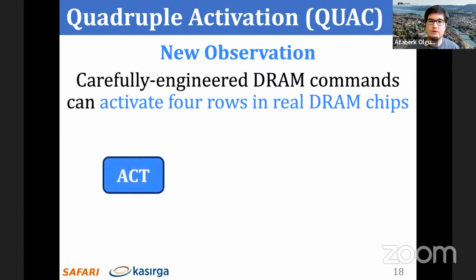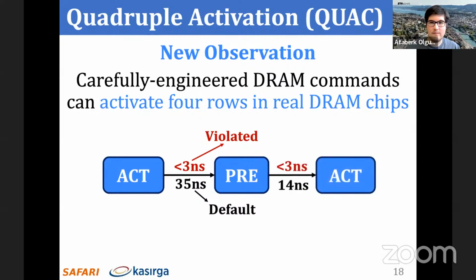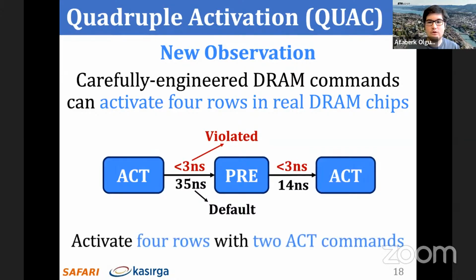To perform a QUAC operation in a DRAM chip, we first send an activate command. Then we send a precharge command that greatly violates the tRAS timing parameter. Instead of waiting for the default 35 nanoseconds, we wait for less than 3 nanoseconds. We follow this up with another activate command, this time violating the tRP timing parameter. In doing so, we're able to open 4 DRAM rows with just 2 activate commands.